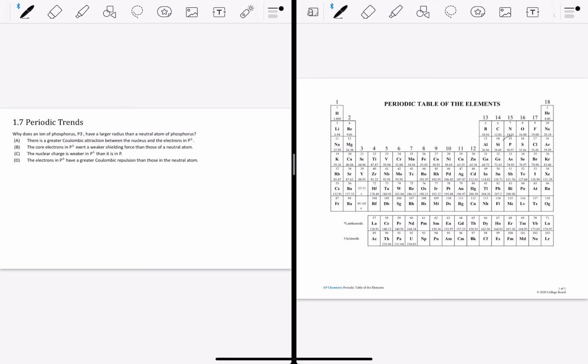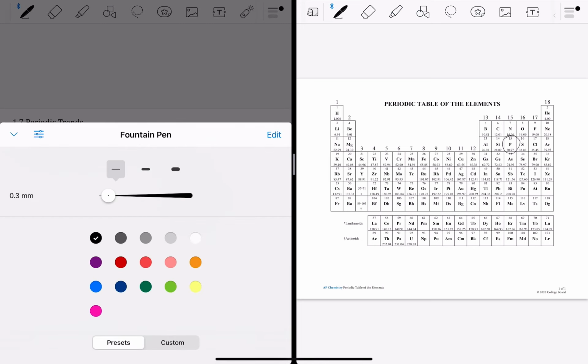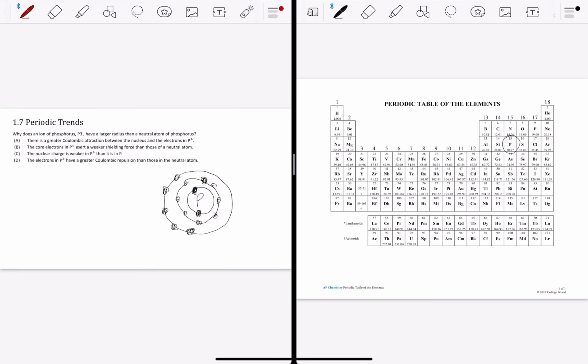So looking at the phosphorus P right over here, P has 15 electrons and 15 protons. So it's going to look like this: 2 electrons in the first shell, and 3, 4, 5, 6, 7, 8, 9, 10, 11, 12, 13, 14, 15. So this is going to be the neutral atom of phosphorus with 15 electrons. And the phosphorus ion is going to have 3 more electrons and look like this.